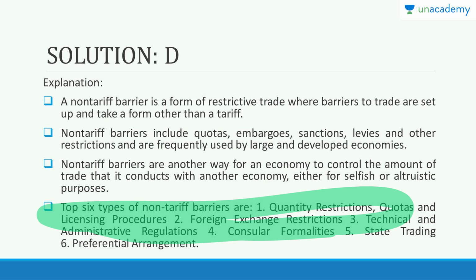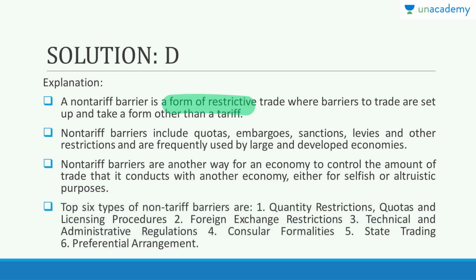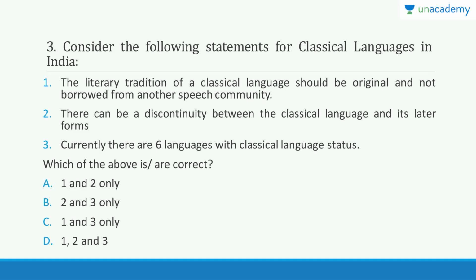So what do you mean by non-tariff barrier? A non-tariff barrier is a form of restrictive trade where barriers to trade are set up and take a form other than a tariff. Tariff means basically tax. Non-tariff barriers include quotas, embargoes, sanctions, levies, and other restrictions, and are frequently used by large and developed economies.